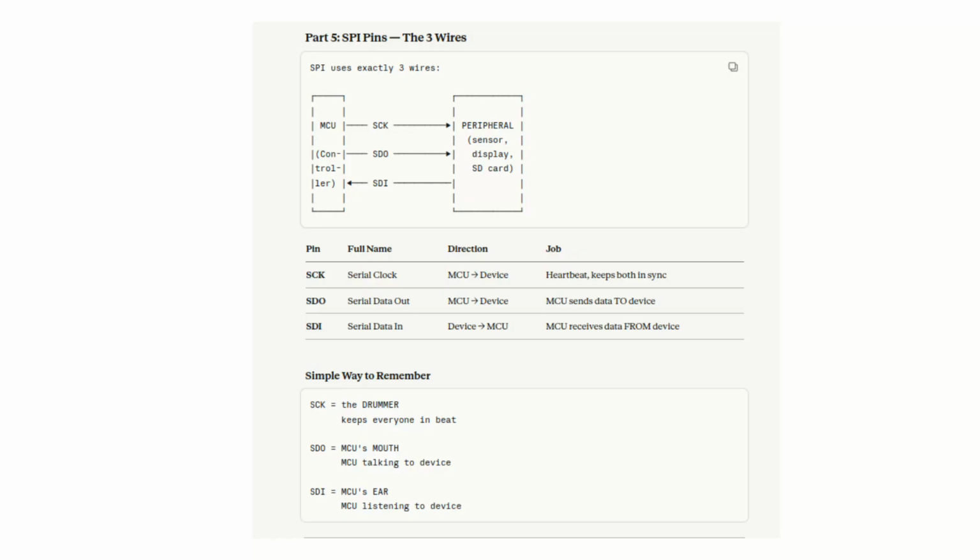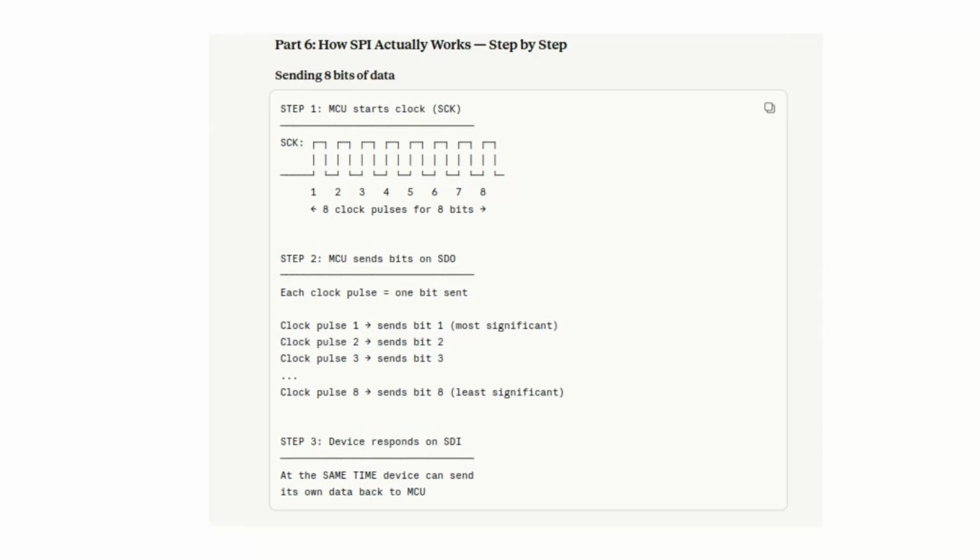Serial data out means from the MCU you are giving data to the peripheral device. Serial data out and serial data in. You are giving to the peripheral device with serial data out, and from the peripheral device you are getting data to the MCU. This is serial data in. So these are the three important wires in our SPI pins. Understood? This you have to understand.